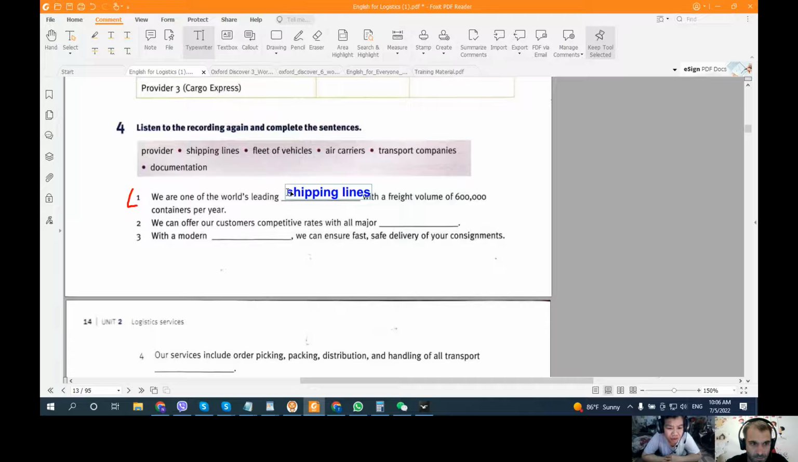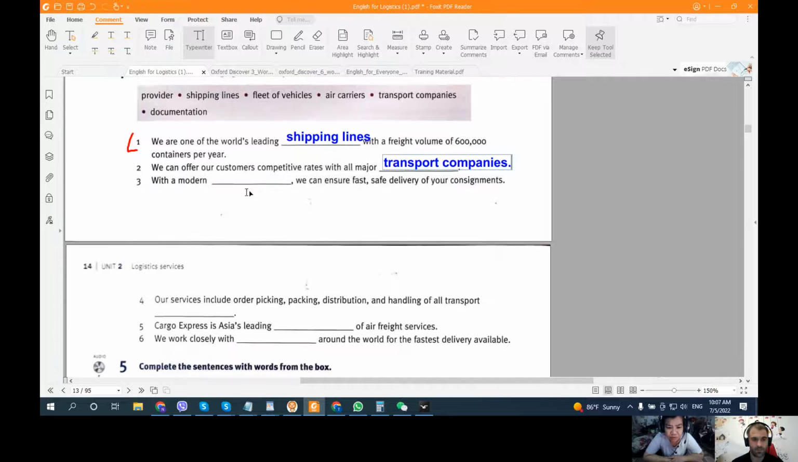We can offer our customers competitive price with all major transport companies. Okay. Number 3. With a modern, we can ensure fast, safe delivery of your consignment with modern air carriers. Okay.